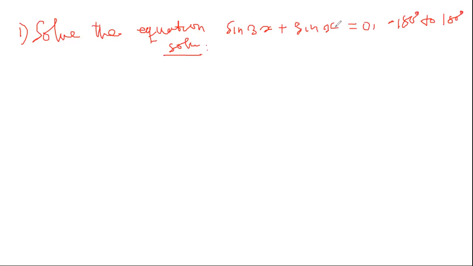So we first have to combine them together. We combine them, we get sine, then open brackets 3x plus x. Then we write down that formula for sine p plus sine q, whereby sine p plus sine q is 2 at the beginning, 2 sine p plus q over 2, then cos p minus q over 2.